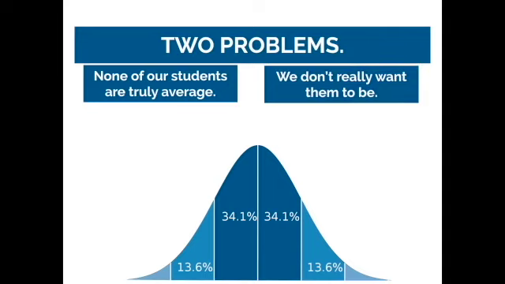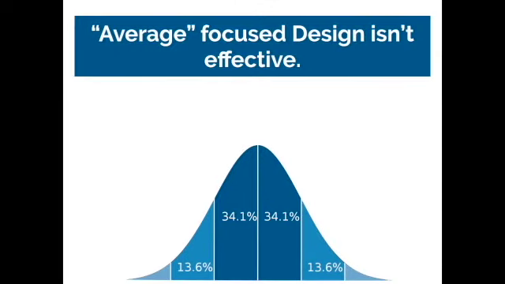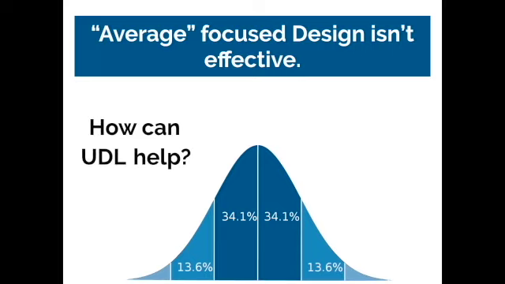I think that if we really dig down, we'll talk about how we want divergent, creative thinkers who are prepared for jobs that don't exist yet and a world that's always changing. There's a mismatch between the way we educate and the outcomes that we expect. So how can UDL help? This average-focused design simply isn't effective for the variability of students that we can anticipate. So we're left with the question, how can UDL help?